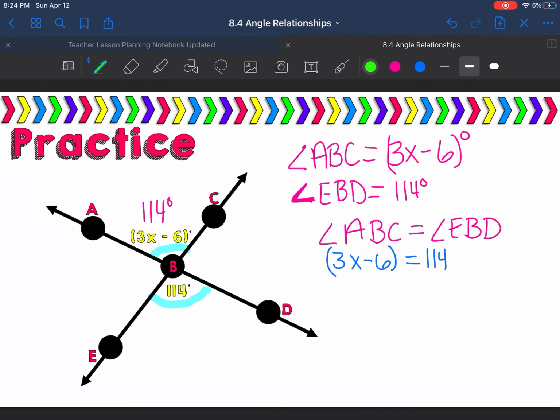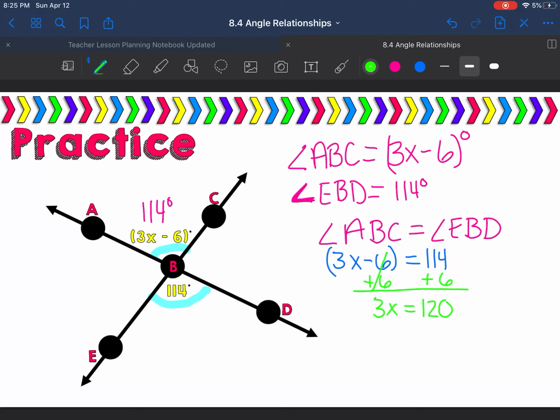Remember, we learned how to do this in our last topic. So that's the Don't Call After Midnight: distribute, combine, add or subtract, multiply, and divide. Well, I don't have anything to distribute. I don't have anything to combine. So I'm going to add or subtract. Looking at 3x minus 6, I have a minus 6. So what is the opposite of minus 6? Plus 6. So I'm going to add 6 to both sides. Minus 6 plus 6 gives me 0. It cancels out. That leaves me with 3x equals 114 plus 6, which is 120.